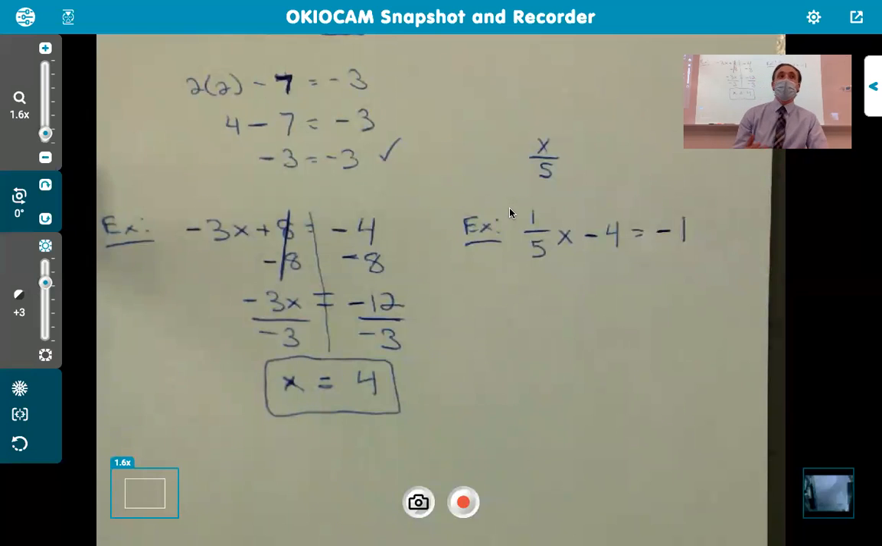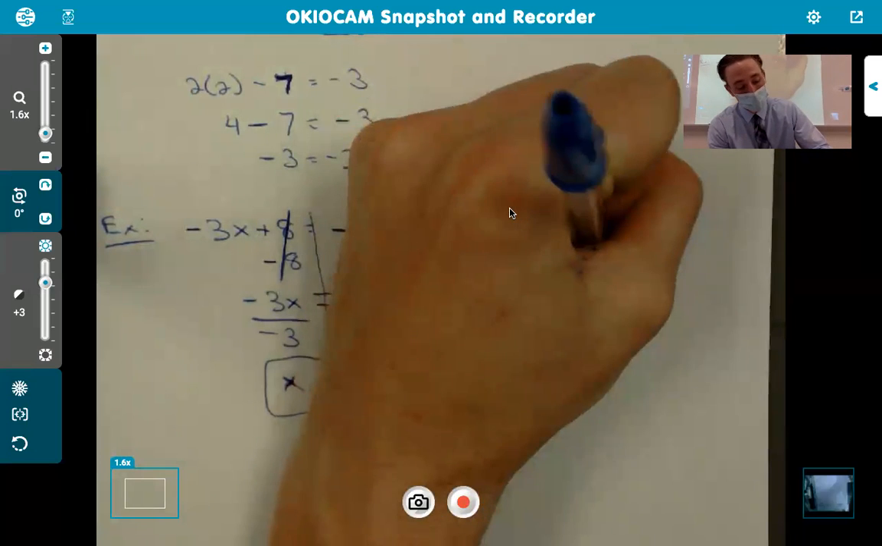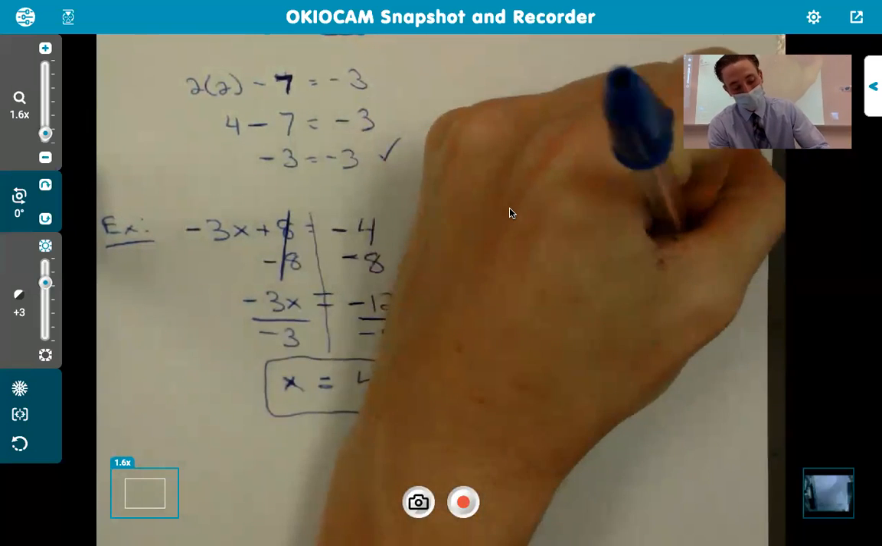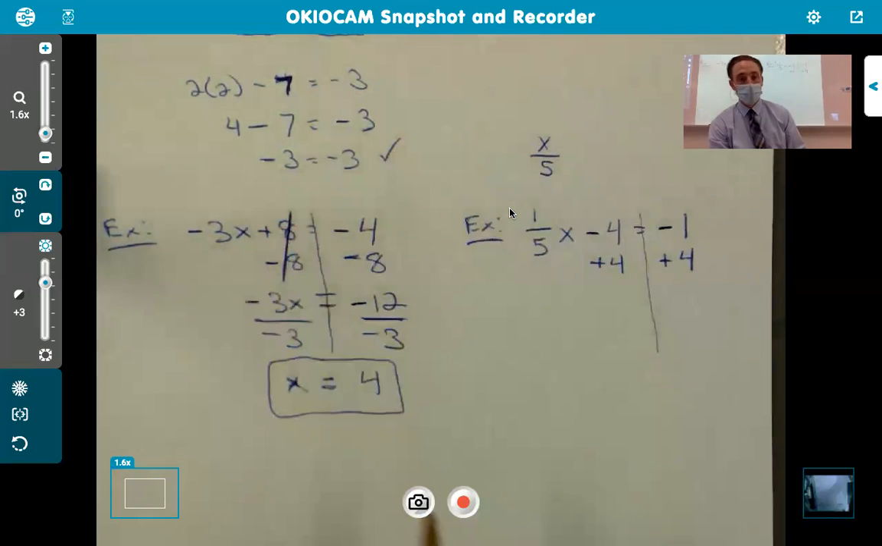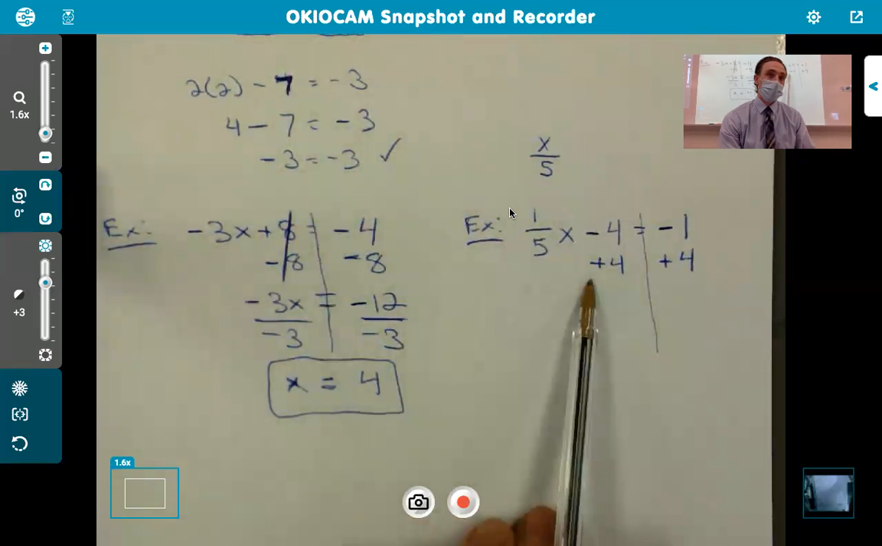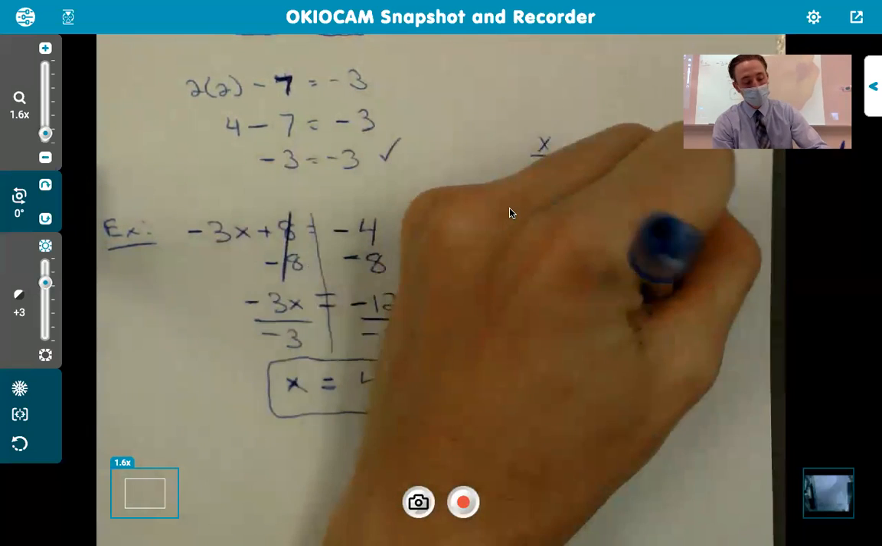Let's maybe hear from somebody we haven't heard from. Yes. Add 4 to both sides, right? So I'm subtracting 4 here. I want to add 4 to both sides. Okay. What's going to happen with the -4 and +4? They'll cancel. And what's left over on the left-hand side?